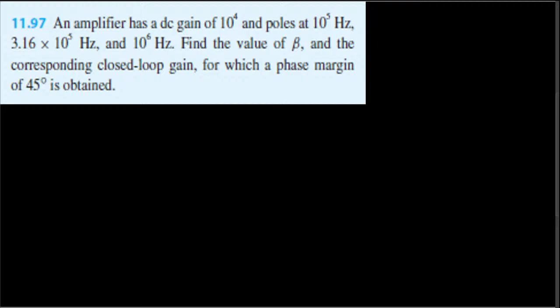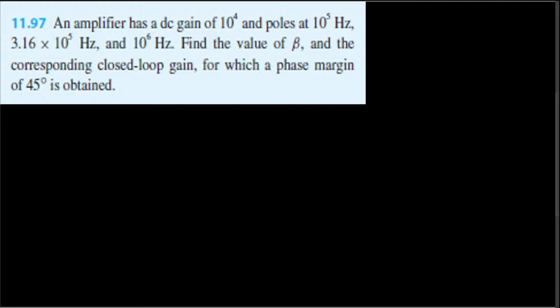Here this question is asking: an amplifier has a DC gain of 10 to the power of 4 and poles at 10 to the power of 5 Hz, 3.16 times 10 to the power of 5 Hz, and 10 to the power of 6 Hz. Find the value of beta and the corresponding closed loop gain for which a phase margin of 45 degrees is obtained. Okay, so here they're asking us to find the beta value and also the closed loop gain value. These are the two things we have to find, and they have given that the phase margin is 45 degrees. Now let's see how to do that.